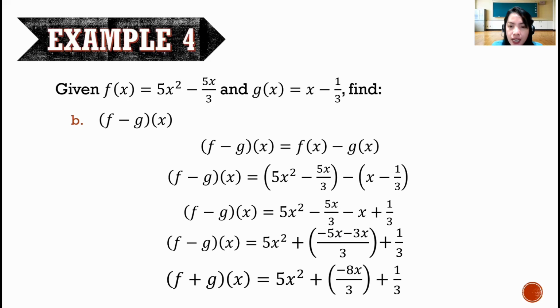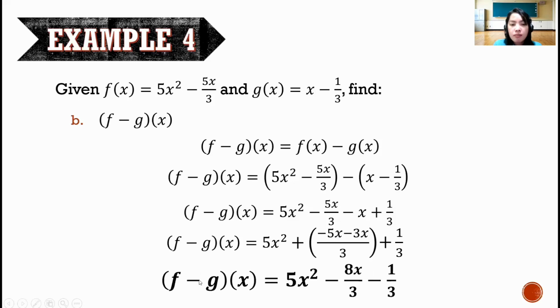And then now you can add negative 5x and then negative 3x because they have the same sign, which is negative. That would become negative 8x over 3. Pwede pa nating alisin itong parenthesis by distributive property. Ibig sabihin, we're going to multiply positive and then negative 8x over 3 para maalis yung parenthesis. That would become f minus g of x. That is equal to 5x squared minus 8x over 3 plus 1/3. This is plus 1/3.